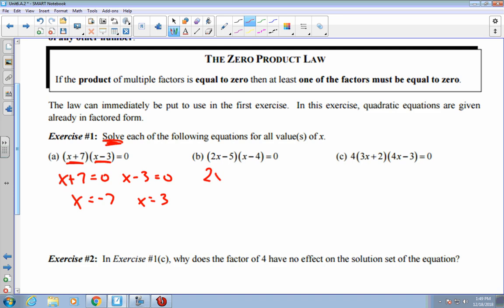Letter B, 2x minus 5 equals 0, x minus 4 equals 0, 2x equals 5, x equals 5 halves, and we have x equals 4. So those are your 2 solutions.